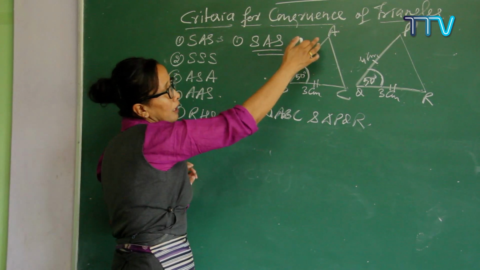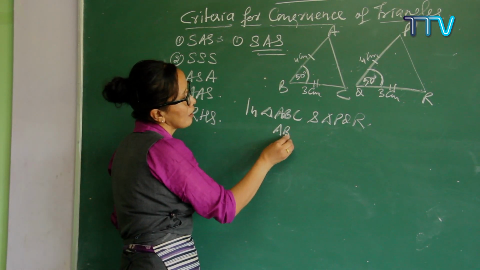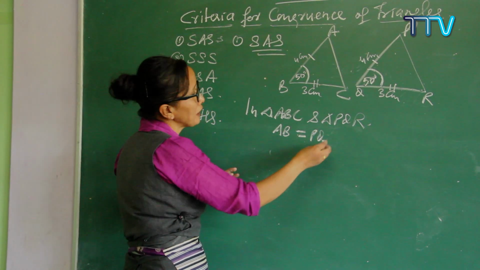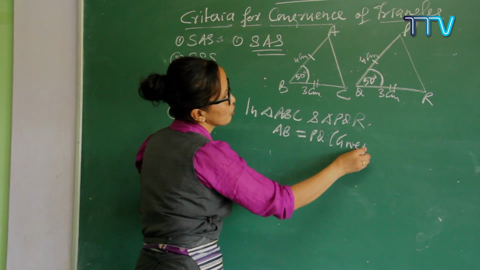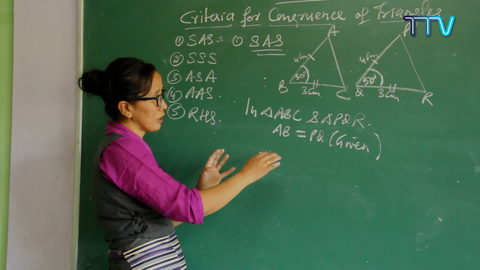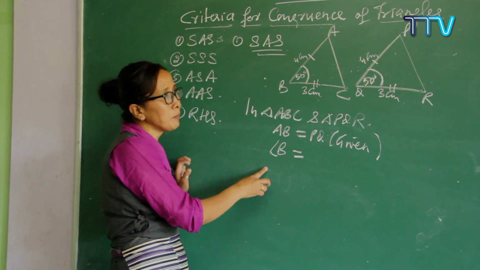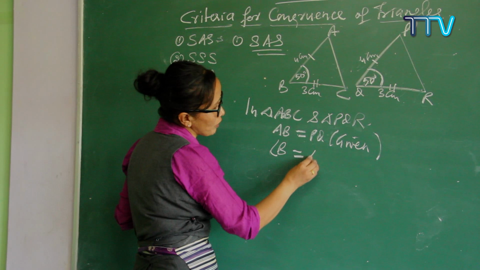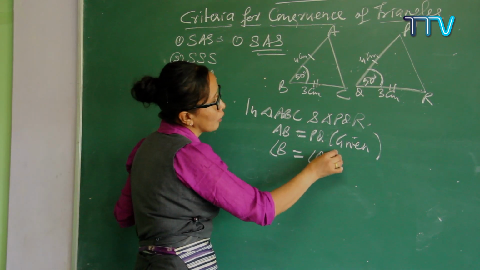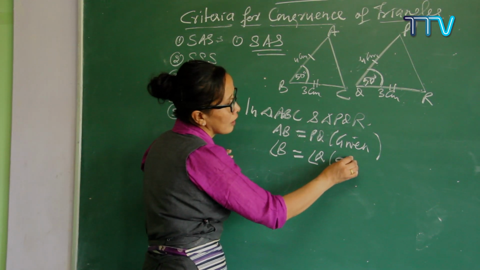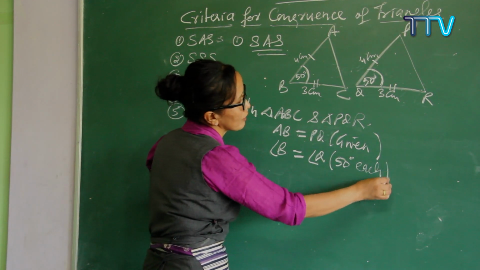See here, the first side is AB, which is exactly equal to PQ. That is already given, so do write "given". You don't have to write the measures. The second one is angle B, the included angle. In the other triangle, the included angle is angle Q. The measures of these two angles are 50 degrees each, so you can write 50 degrees each.